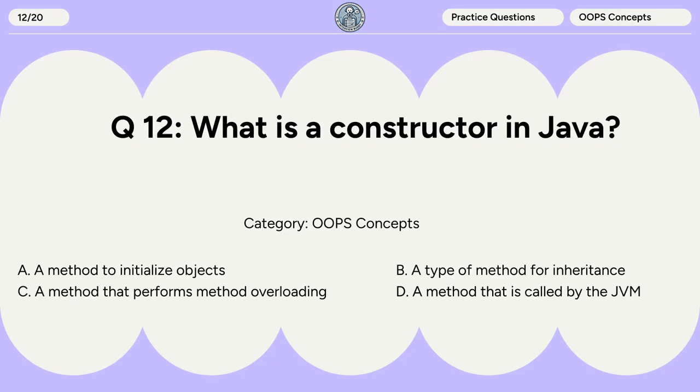Question 12. What is a constructor in Java? A. A method to initialize objects. B. A type of method for inheritance. C. A method that performs method overloading. D. A method that is called by the JVM.